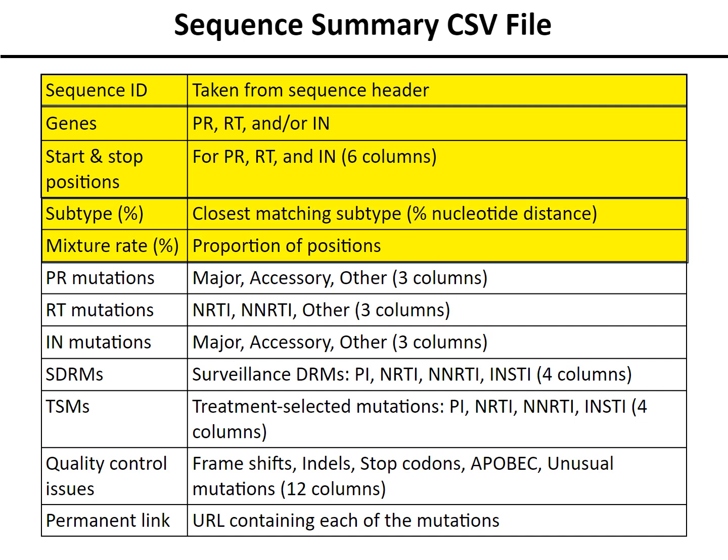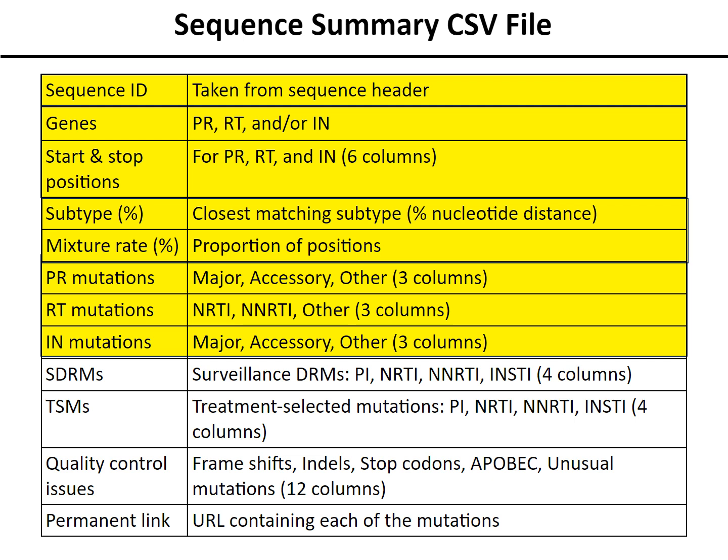There is a column with the genetic distance to the closest matching subtype, and a column indicating the proportion of positions containing a mixture of more than one nucleotide. In newly diagnosed untreated persons, the proportion of positions with mixtures has been shown to correlate with the duration of infection. The next 9 columns indicate the 3 categories of mutations for protease, RT, and integrase.